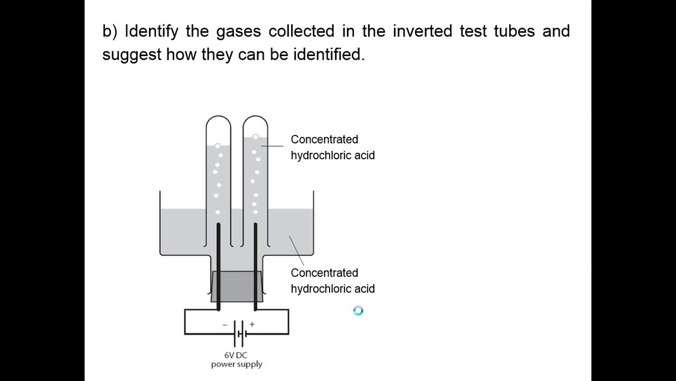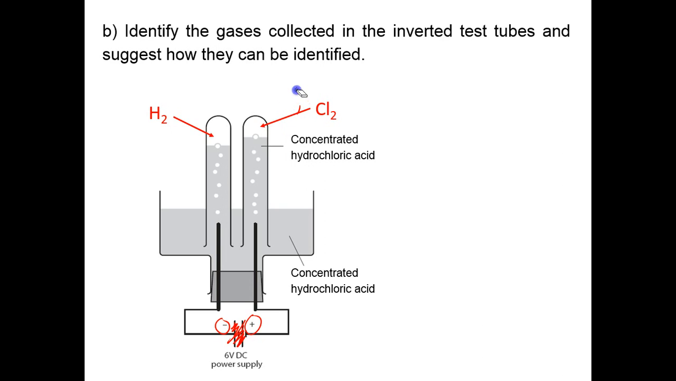What gases are collected in the test tubes? It is quite simple. We ignore this diagram here. Take note of the charges, take note of the terminals. So positively charged terminal, Cl minus will be attracted here. Negatively charged terminal, H plus will be attracted here. This will give you hydrogen gas. This will give you chlorine gas. Right? So we have chlorine gas and we have hydrogen gas.